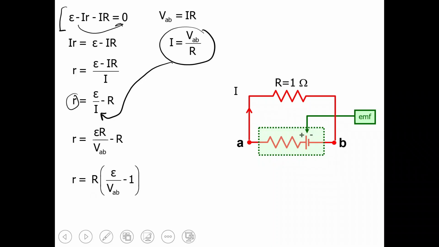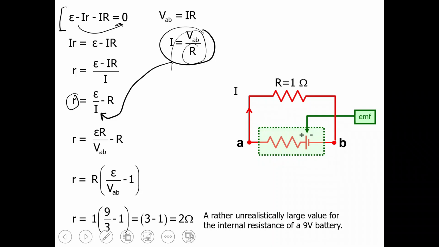So then we get that r is going to be E times big R, because you're going to have to flip this expression and get the VAB on the bottom minus R. So you get that little r is big R times E over VAB minus 1. You can plug in, and then you would get that r is 2 ohms.